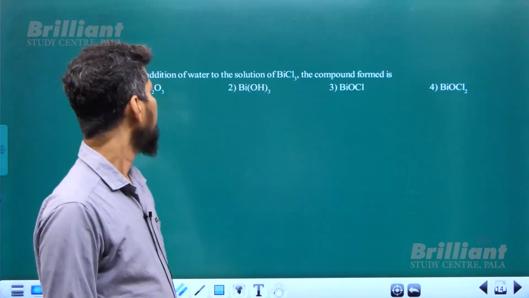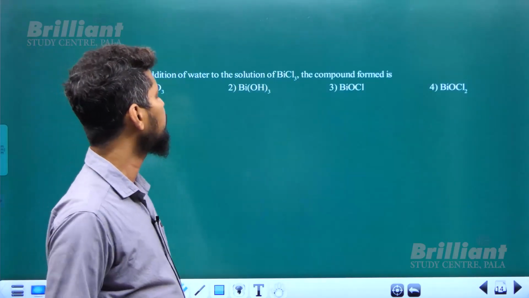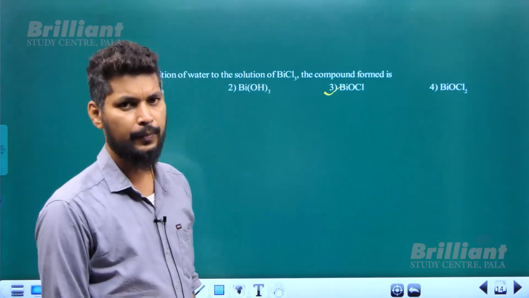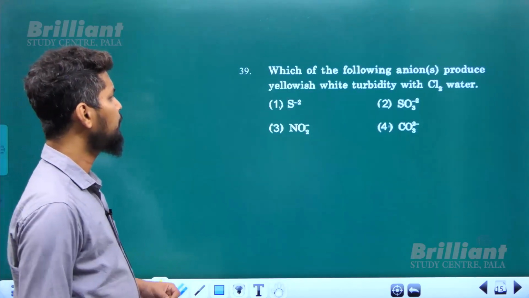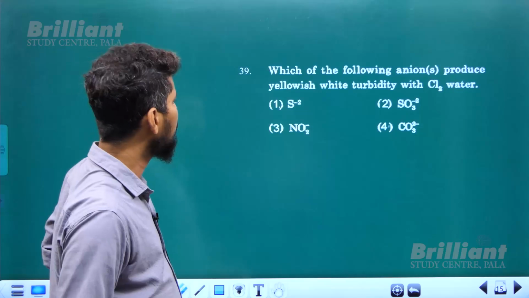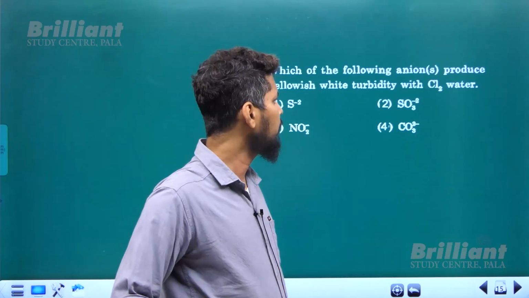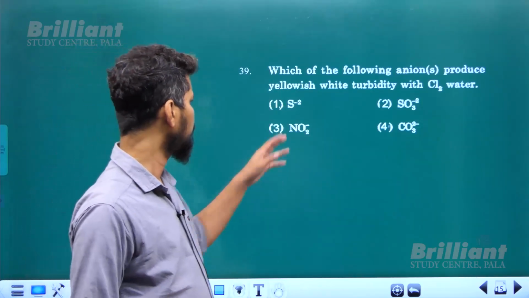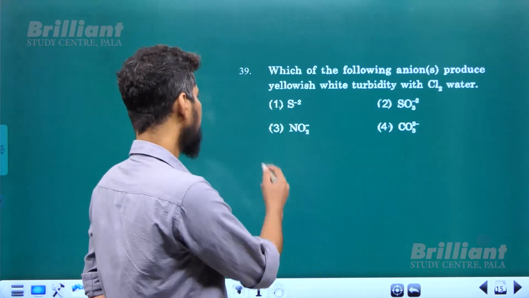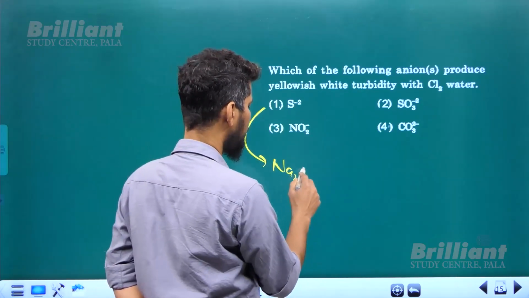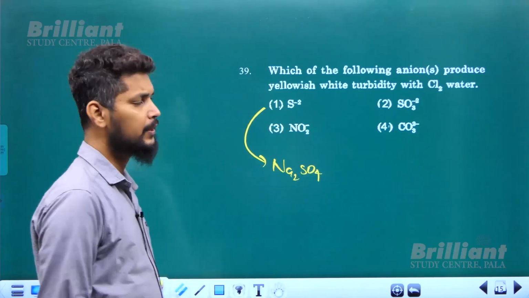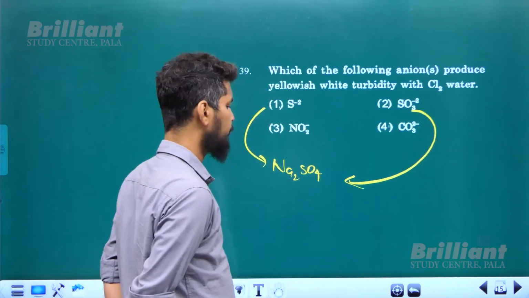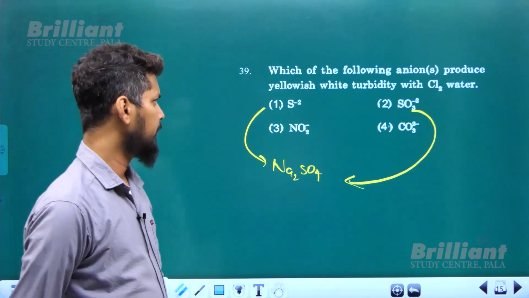Okay. Next, on addition of water to the solution of BiCl3, the compound formed is, actually, BiOCl, bismuth oxychloride. Which of the following anions produce yellowish white turbidity with chlorine water? Chlorine water basically acts as an oxidizing agent. So S2- will basically convert into sulfate, Na2SO4, and will get precipitated. Similarly, I think SO3 2- also will get converted into Na2SO4. So that is actually a white turbidity.